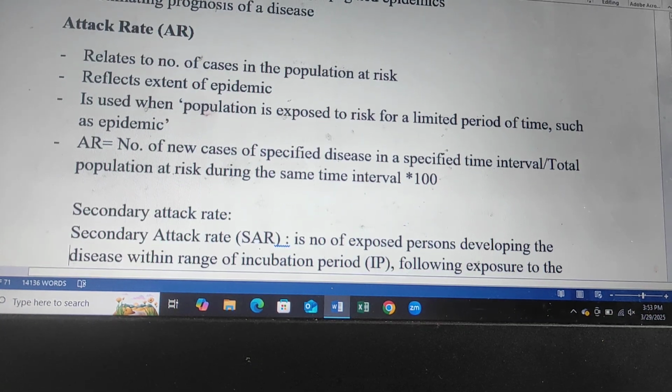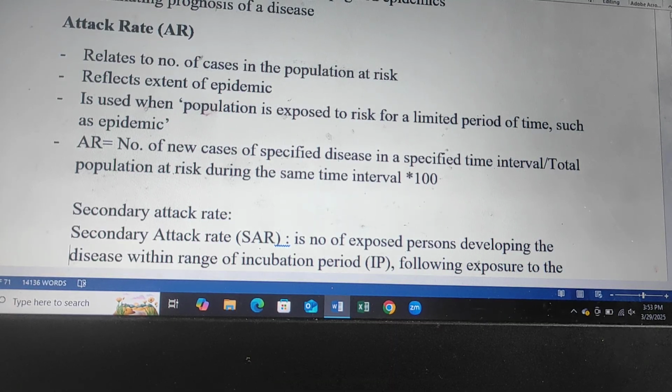Attack rate relates to the number of cases in the population at risk, reflects the extent of an epidemic, and is used when the population is exposed to risk for a limited period of time, such as an epidemic. Attack rate equals the number of new cases of a specified disease in a specified time interval, divided by the total population at risk during the same time interval, multiplied by 100.